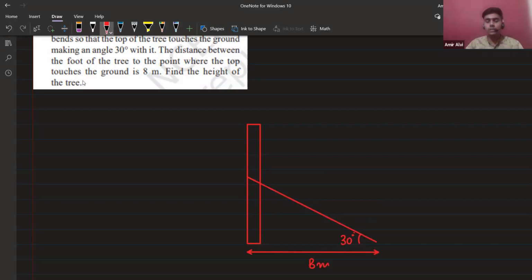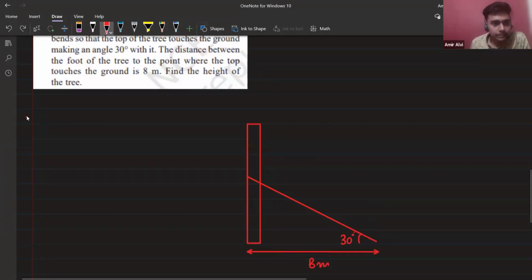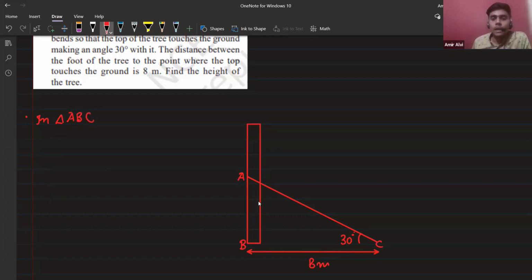So in this question we need two ratios. Let's take the thing in a triangle. Suppose this is A, this is B, and this is C. In triangle ABC, first, what we need to do? We need to find out the value of the base.